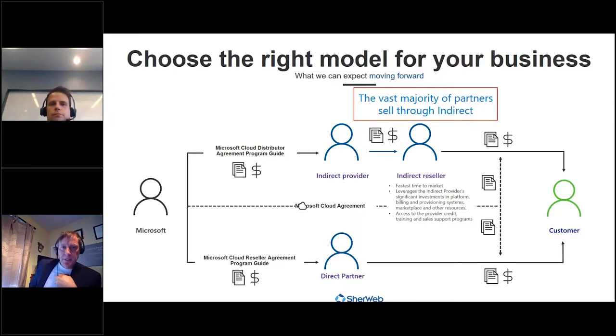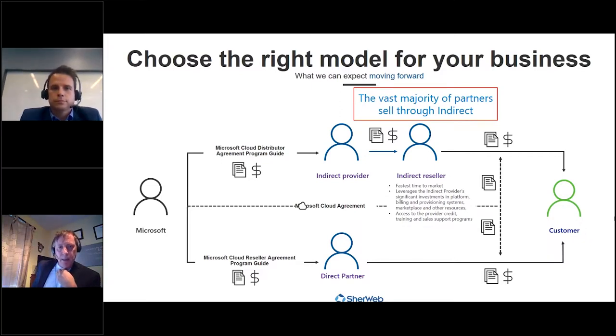All right, so if we look at the different models, there's no change in terms of these two models, but let's go through this very quickly. Obviously the direct model, some of you are already on this, and then you need to decide whether or not you're going to meet the new requirements for support. This is where Microsoft is billing you, and then you're billing your customer, and you own that relationship with the customer. The Microsoft Cloud Agreement terms are passed through to the customer through the direct partner, or what we now call the direct bill.